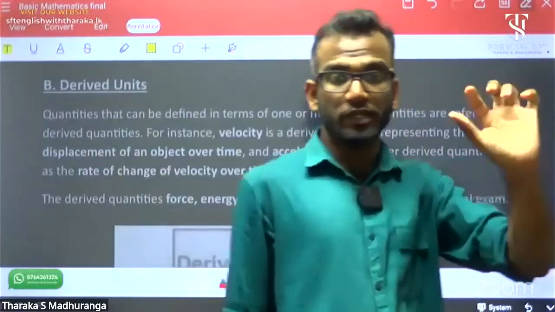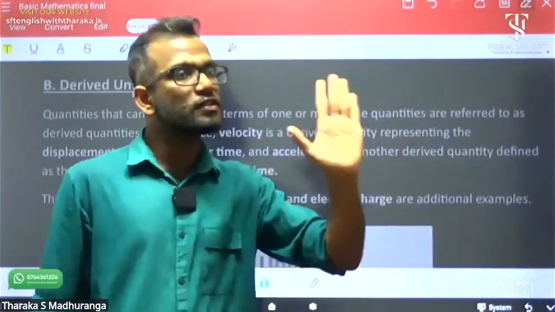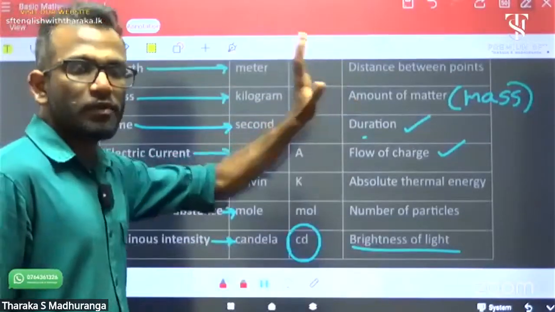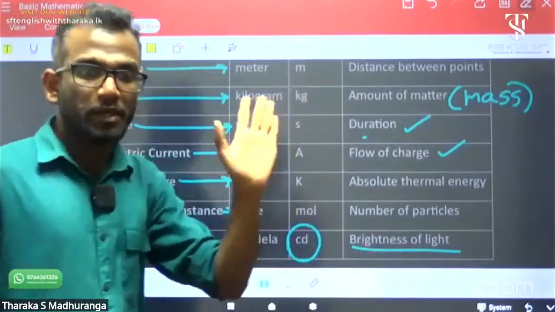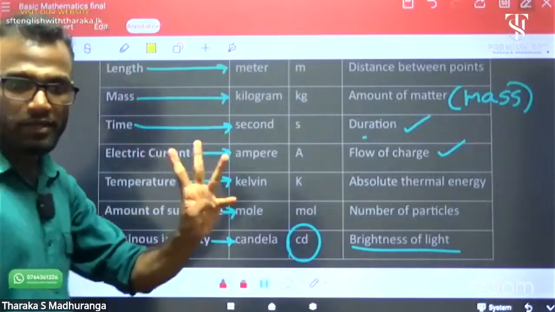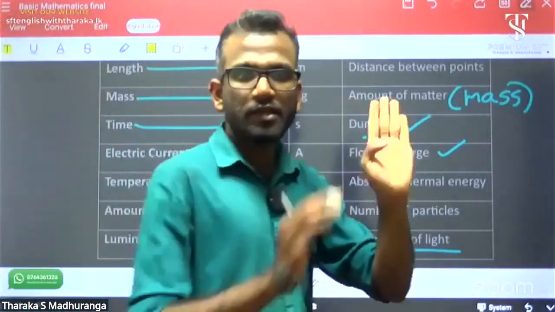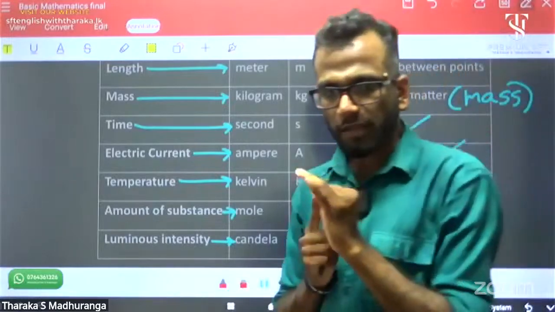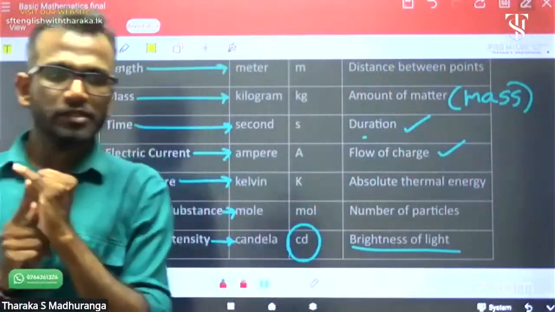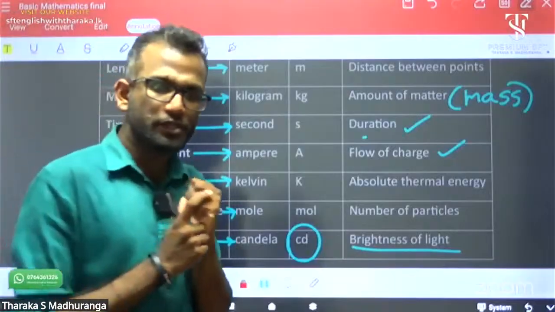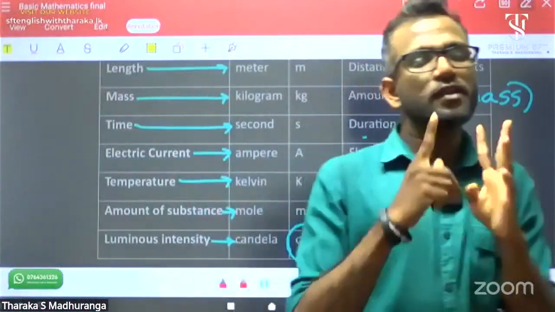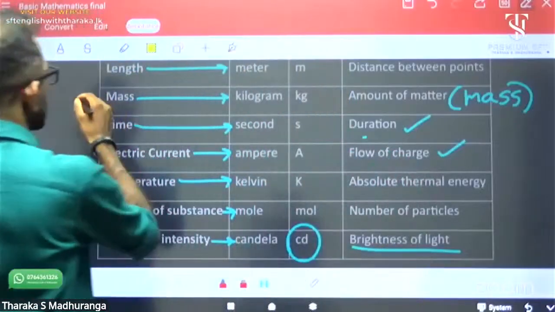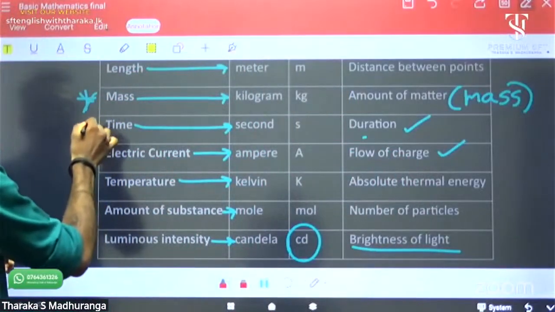Okay, now you know the 7 main base units. Remember the 7 base units. What are the 7? Meter, that means length, mass, time, electric current, temperature, amount of matter and light intensity. Okay, they are the main base units. Base units are mainly 7 types.